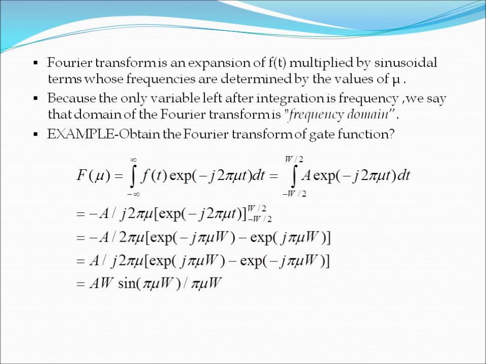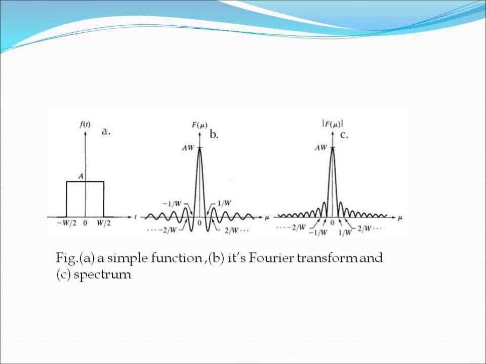Let us obtain the Fourier transform of a gate function. From this example, we get that the Fourier transform of a gate function is a sampling function. The transform of this function, which is band limited, extends from minus infinity to plus infinity. Its spectrum is nothing but the mod of its Fourier transform.